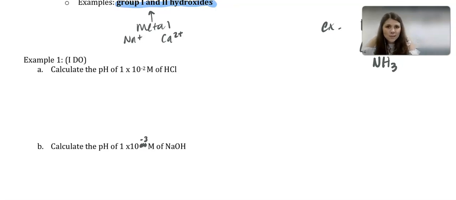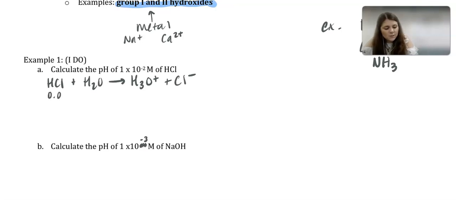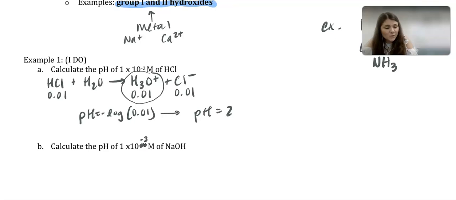So we have HCl. Based off practicing how we write the actual dissolving reaction, HCl reacts with water to make hydronium and Cl-. So here, this is 0.01, which means hydronium is 0.01, and so is the chloride. Calculating pH, I'm going to take the negative log of 0.01, which is coming from the hydronium. You get the pH as 2.